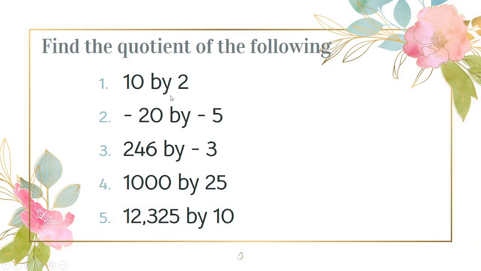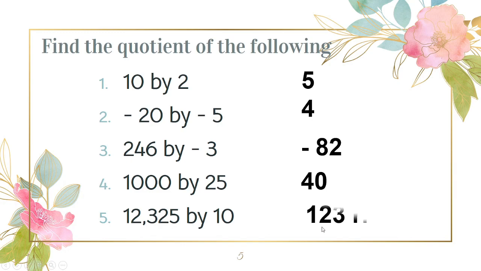Okay, so let's have warm up. Find the quotient of the following. So the first 5 are very easy. So let's have number 1. 10 divided by 2 is 5. Number 2, negative 20 divided by negative 5 is 4. Number 3, 246 divided by negative 3 is negative 82. Number 4, 1000 divided by 25 is 40. And number 5, 12,325 divided by 10 is 123, remainder 25.